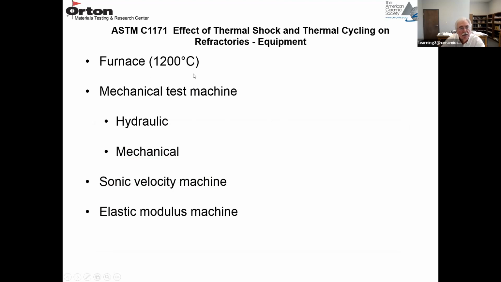A really simple test. You just need a furnace, and the test is run at 1200 degrees C. For the standard test, you could run any temperature you want, but the ASTM test is 1200 degrees C. You need a mechanical test machine, whether it's hydraulic or mechanical, to measure the strength. You need equipment to measure the sonic velocity and equipment to measure the elastic modulus.